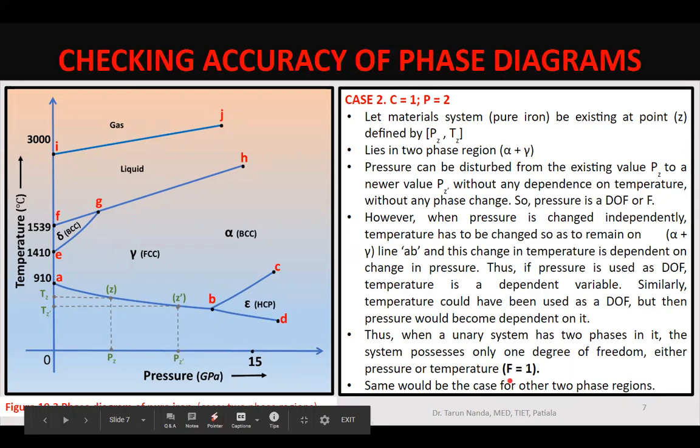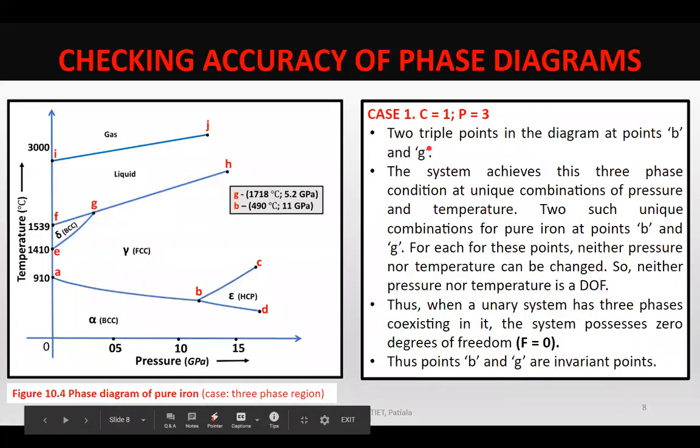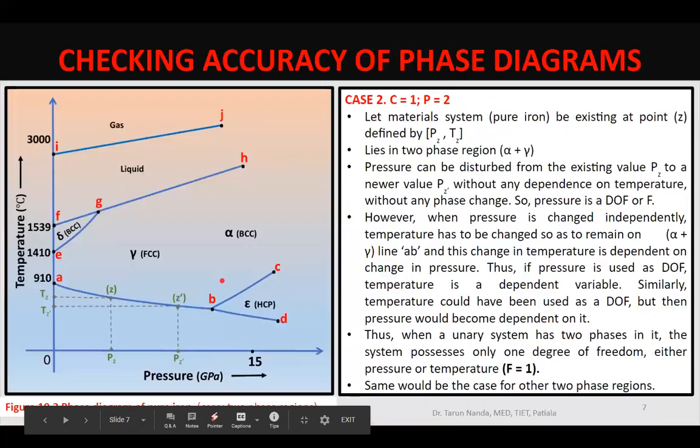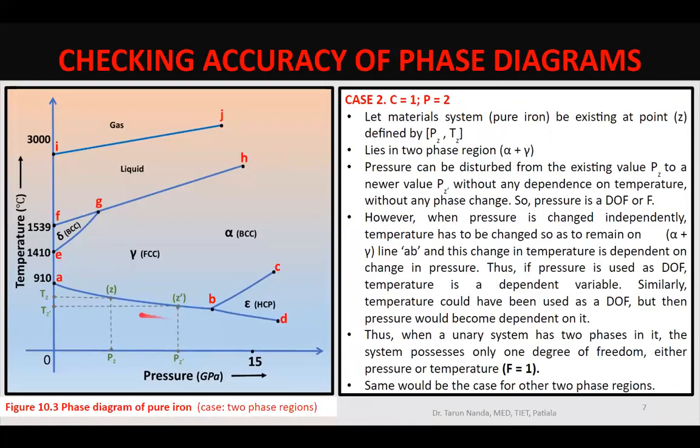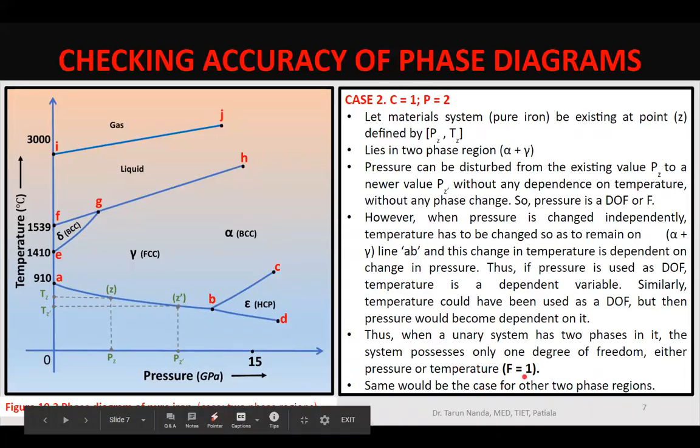Now if for that same two phase region I apply the Gibbs phase rule, P plus F is equal to C plus 2, and when I put the value P equal to 2, F comes out to be 1. So there is parity between the results.